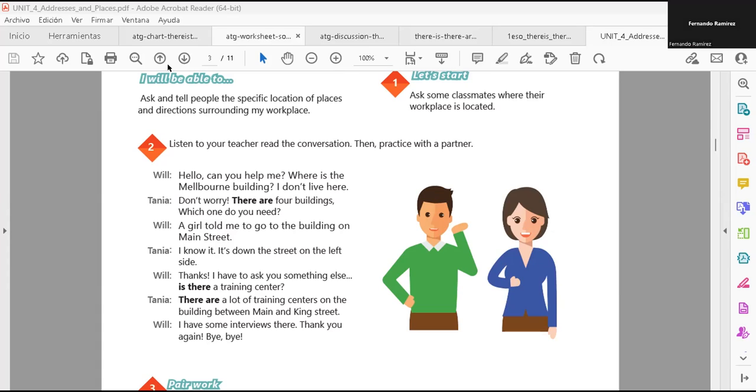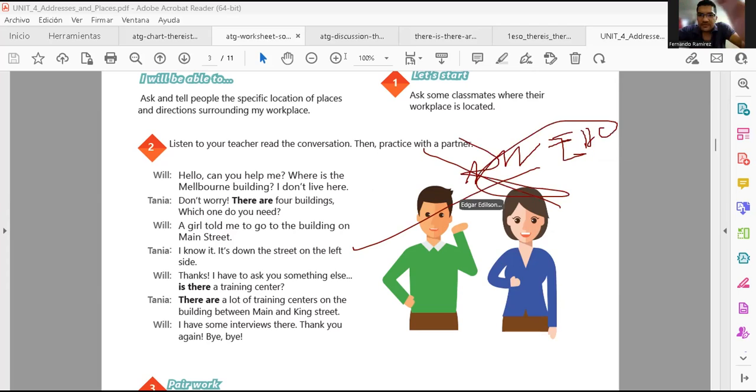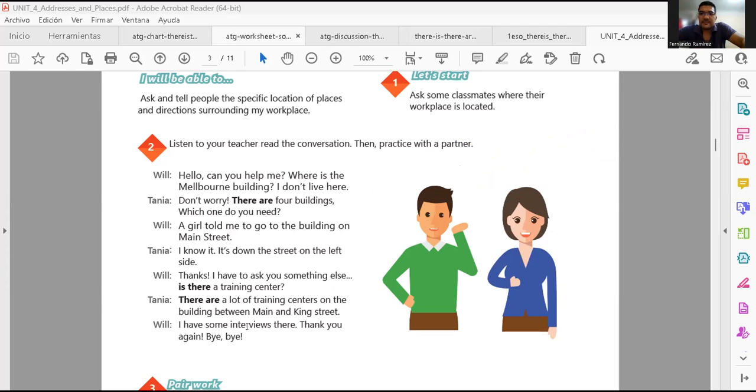Hello. Can you help me? Where the Melbourne building? I don't live here. Don't worry, there are four buildings. Which one do you need? A girl told me go to the building on the Main Street. I know it. Is down on the street on the left side. Thank you. I had to ask you something else. Is there a training center? There are a lot of training centers on the building between May and King Street. I have something interview here. Thank you again. Bye-bye.